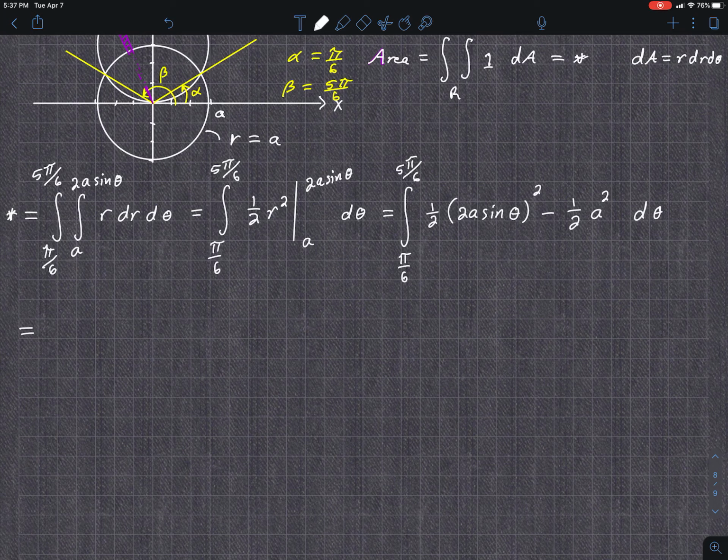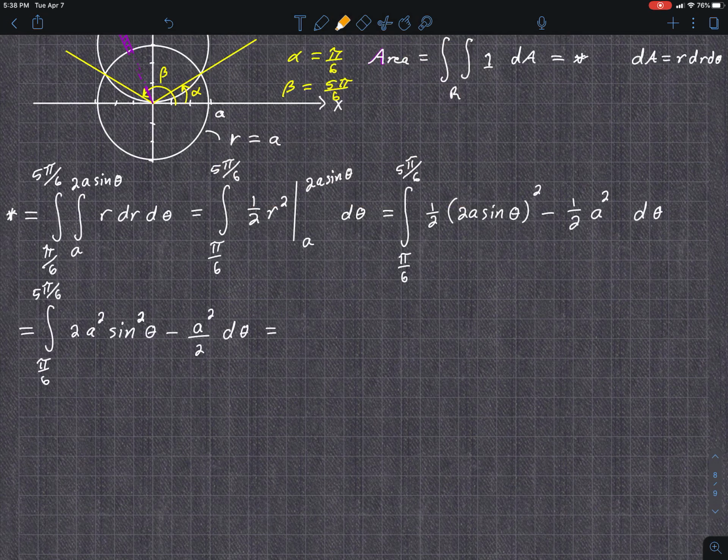So on this one, let's see. You do have to do a little work on this one now that I'm looking at it. So you have the integral pi 6 to 5 pi 6, and then it's 2a squared sine squared theta minus a squared over 2 d theta. I just simplified that a little bit.